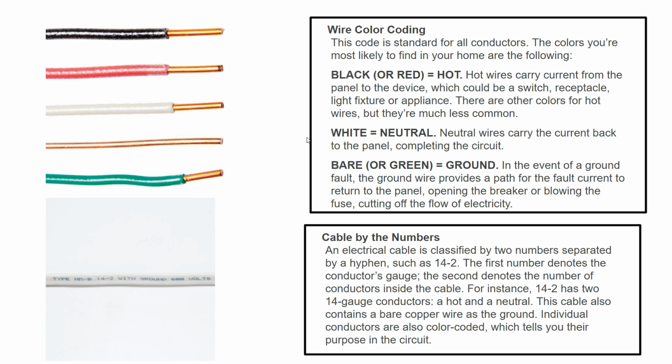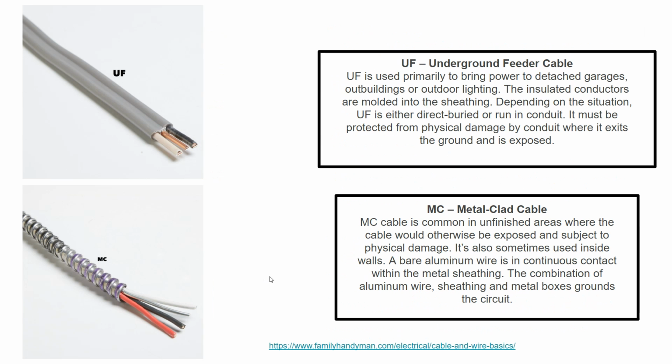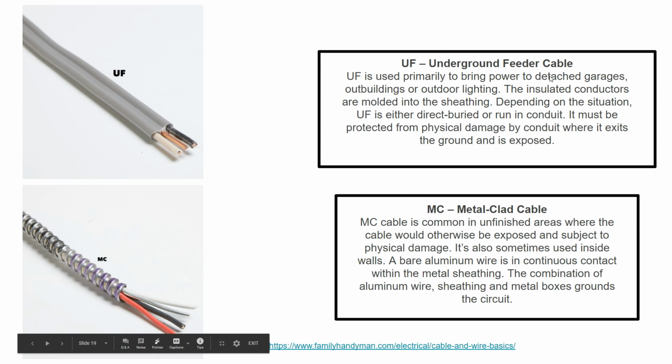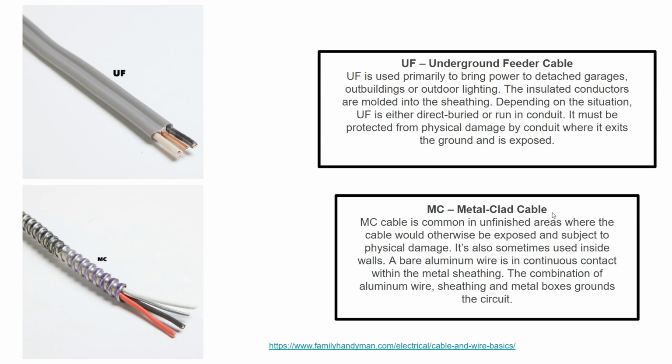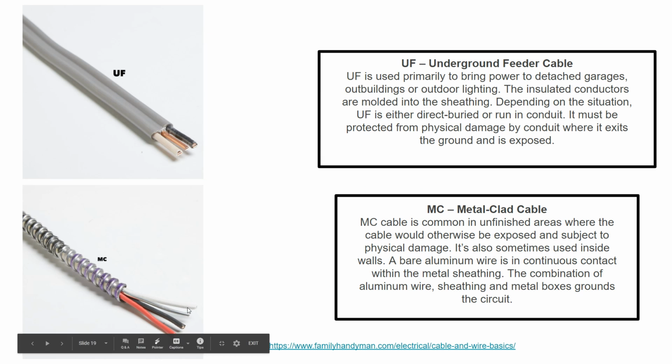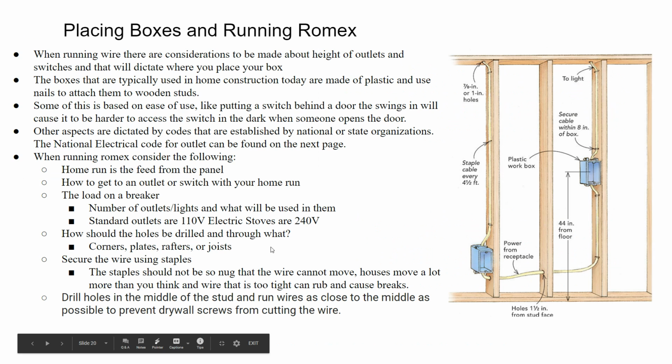Bare or green, depending on what it is. Those are your ground wires. Those help carry stray current back to the ground. And then there's the nomenclature on the side of it. So underground feeder cable, MC metal clad cable. You'll see this in connections, especially in industrial connections.